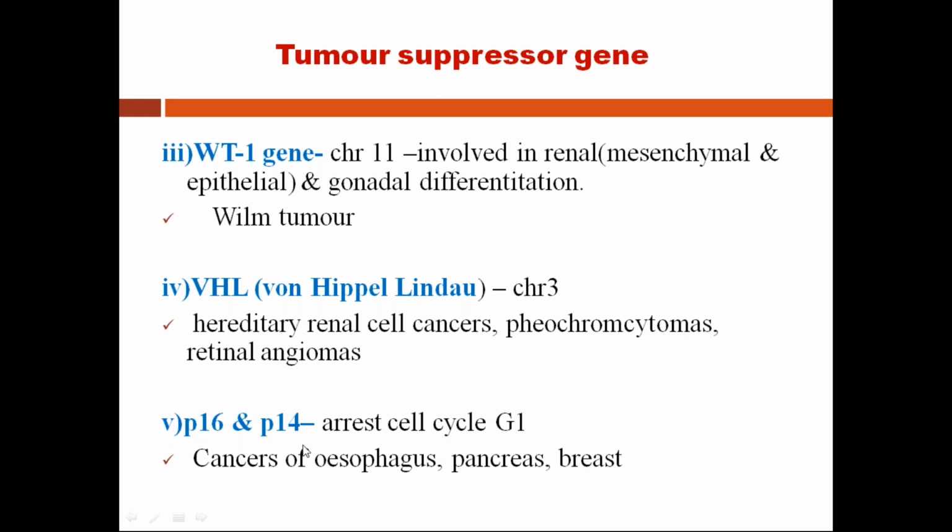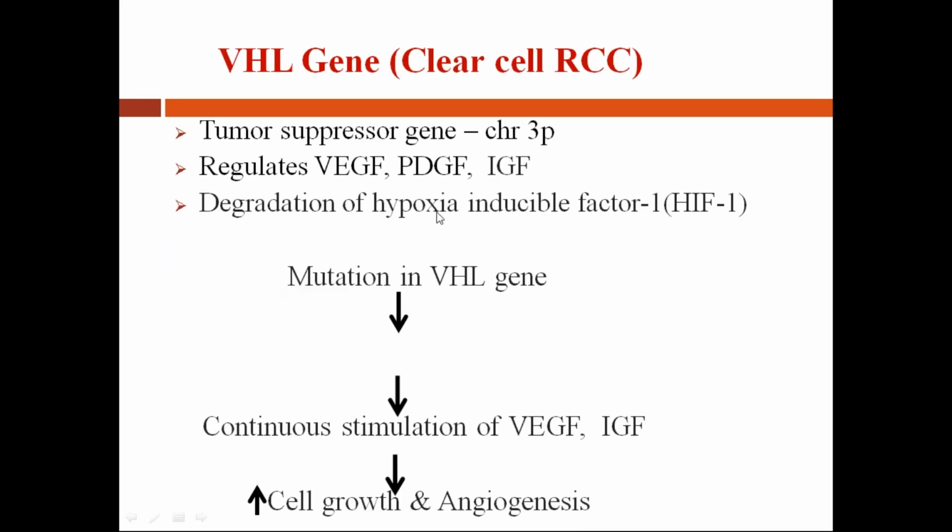Next, the P16 and P14 genes, the INK4 family. They are cell cycle inhibitors and belong to the ARF family. It is inactivated in esophageal cancer, pancreatic and breast cancer. I'll say a little bit about the VHL gene, because it's very important. The pathogenesis of renal cell carcinoma is also important for you. There I'll explain again, but here only for your understanding, how it favors cell growth.